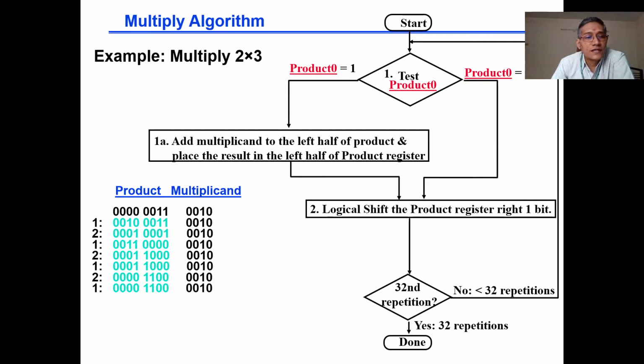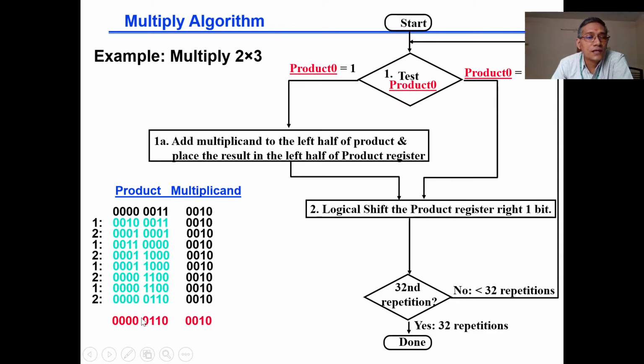Next comes the last iteration, the fourth iteration. In the fourth iteration also, the previous LSB of the product register is 0, so we do not have to perform the first step, and we directly move on to the second step by logical shift right of the product register 1 bit. When you shift it 1 bit right, the answer is 0110 in the right half of the product register, and in the left portion it is 0000. This is the final result.